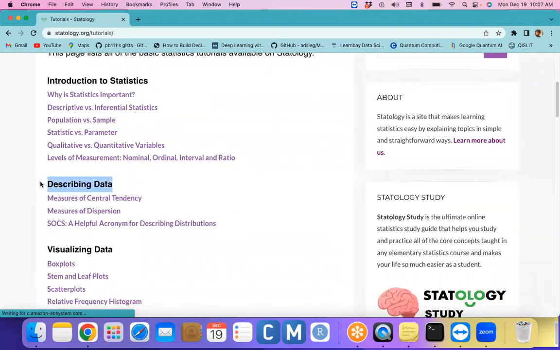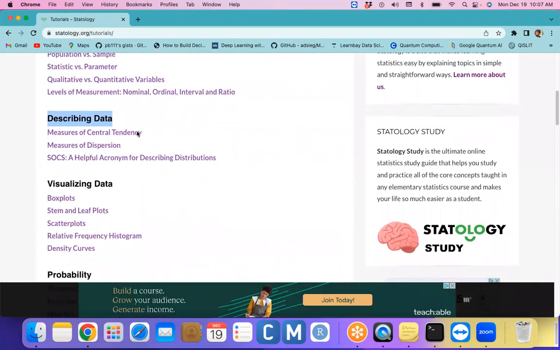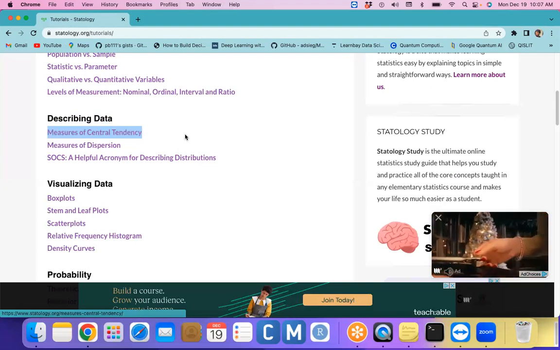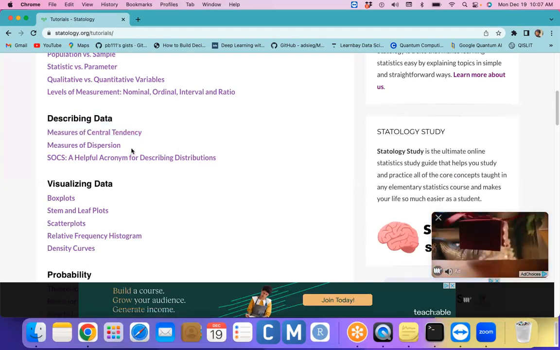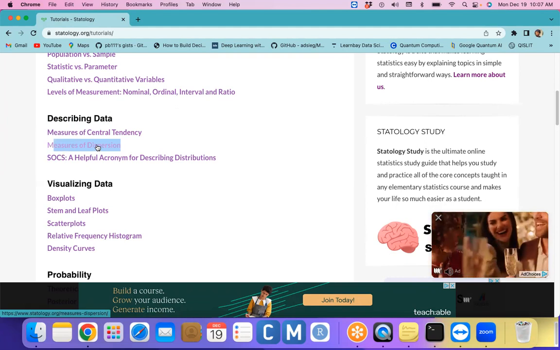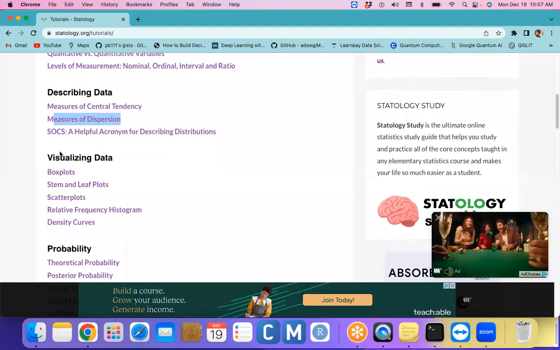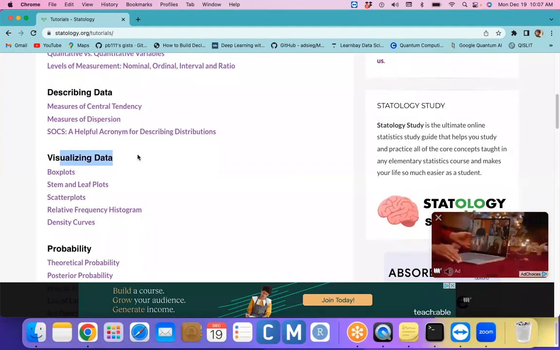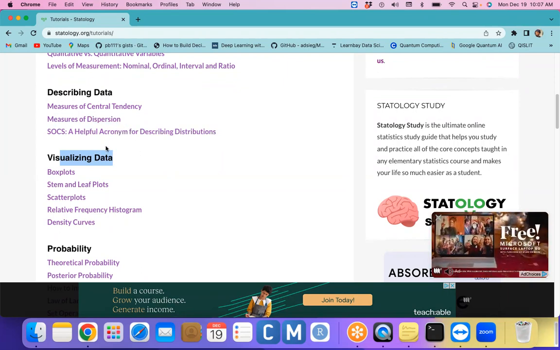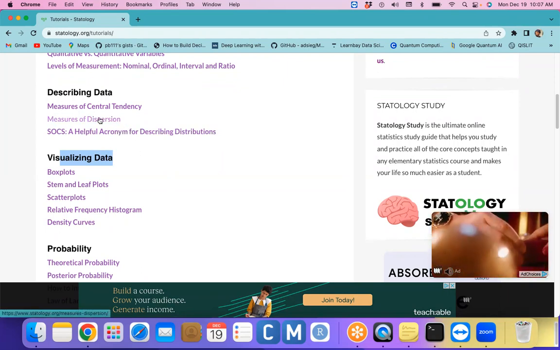In our previous session, I was explaining about describing the data. As of now, I explained the measures of central tendency, and some portion of the measure of dispersion I also did. Let's finish some more concepts from the measure of dispersion. After that, we'll go for visualizing the data: what types of plots we have for visualizing the data. Those things we'll discuss.